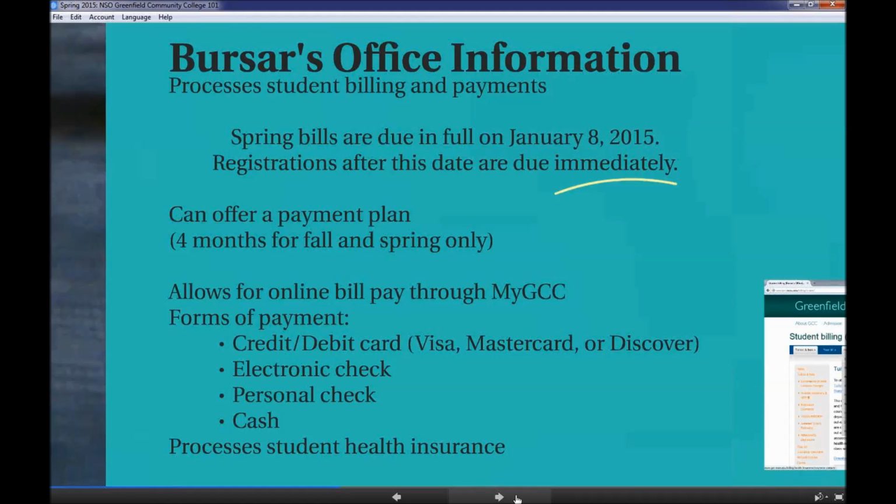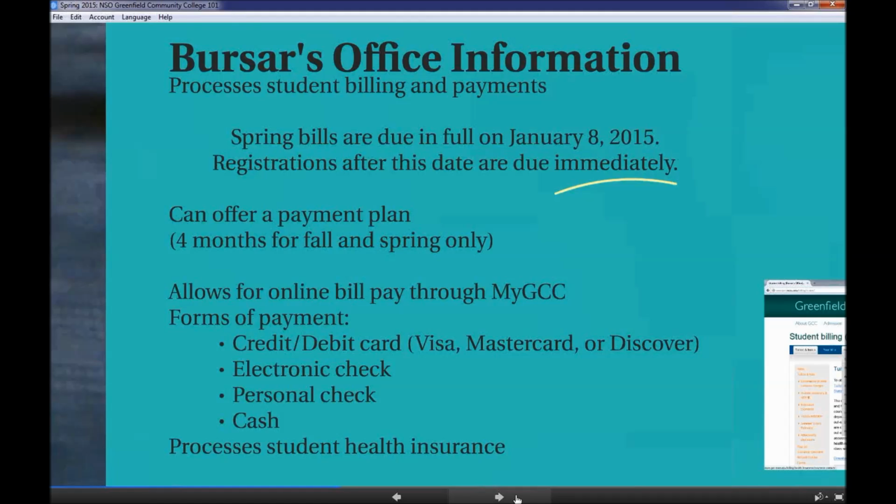Some students choose to private pay, and they would like to work out a payment plan system. And so for the fall and spring terms, we offer 4 months of payments. There's an administrative fee for that, but that's definitely something you can discuss with the billing office. We also have options for online bill pay through your My GCC account. They can accept payment in the form of credit, debit from any of the major vendors, Visa, MasterCard, or Discover. They can take an electronic check, personal checks, and cash.